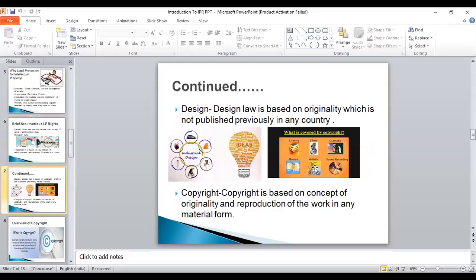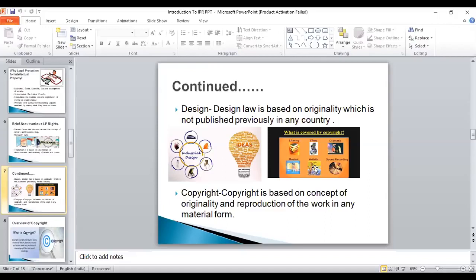Then we have discussed design. What does design mean? Design law is based on originality, meaning the design is not published previously anywhere in the country. A design could be of anything. We have given examples like a jewelry box, the design of a dress, the design of a box, anything. If you have to register your design, it should not have been published anywhere in the country, right? And the duration of a design is 10 years, and it could be extended by 5 more years.